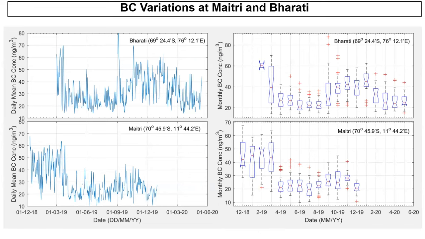So what we see here on the left is the daily variation in the black carbon concentration at Bharti in the top, and at Maitri in the bottom. We can see that during May, June months, there is significant reduction in the black carbon concentration. Whereas during the summer, on the right side, this is more clear. During the summer months, probably it's due to the local activity which is taking place at Bharti and other stations, due to enhanced activity, there is higher concentration of black carbon. Nevertheless, there is again a secondary peak in August, September, and October months, which basically coincides with the wildfires in the southern hemisphere.